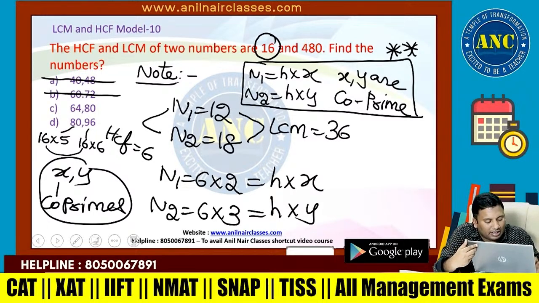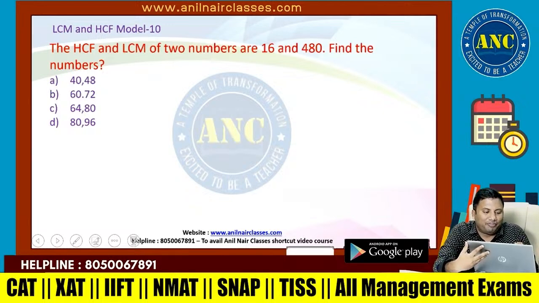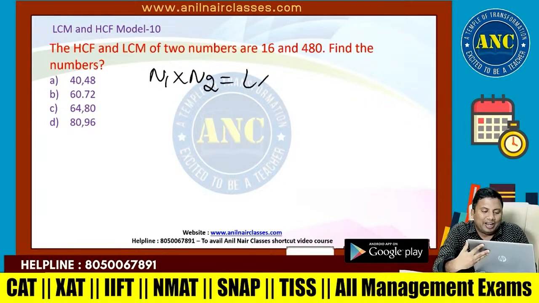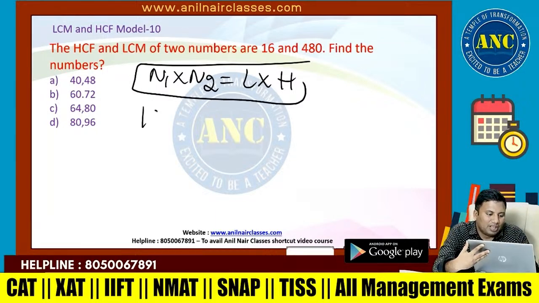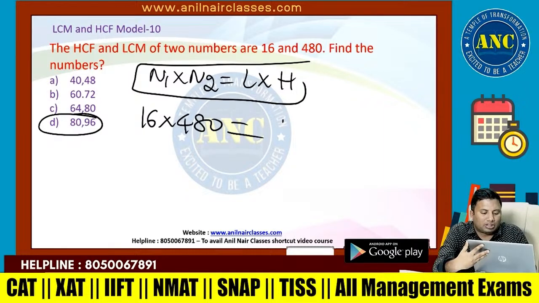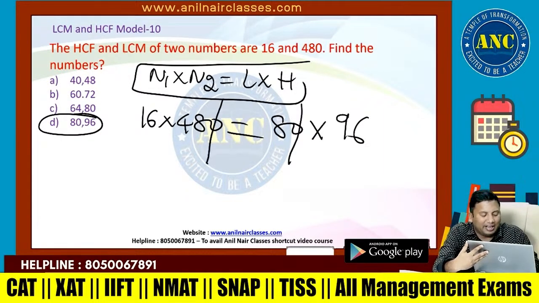Very important key points. See, if you are so bad in mathematics, I cannot do anything. N1 into N2 is LCM into HCF. 16 into 480 is. If I pick the fourth option, 80 into 96, can't I eliminate this 0?